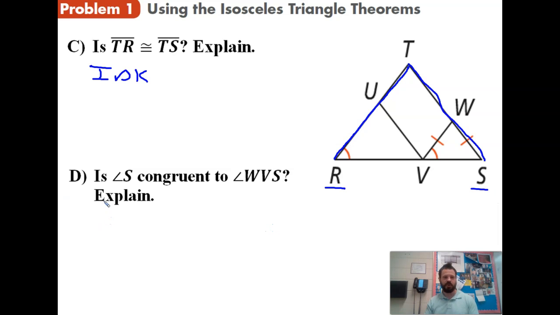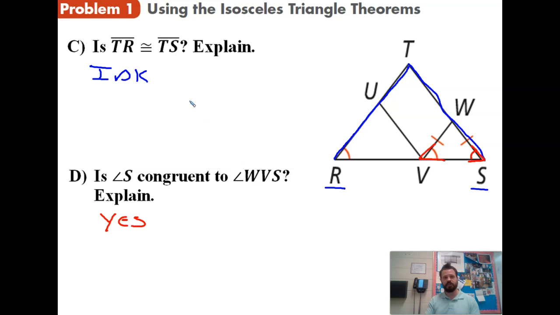Okay, let's look at the second question. Is angle S congruent to angle WVS? Explain. Okay, so we have angle S again, and WVS is right here, so here's our two angles we're talking about. Now, since they are both across from congruent sides of an isosceles triangle, we know, yes, they will be congruent to each other. So for this one, we can say right off the bat, yes.